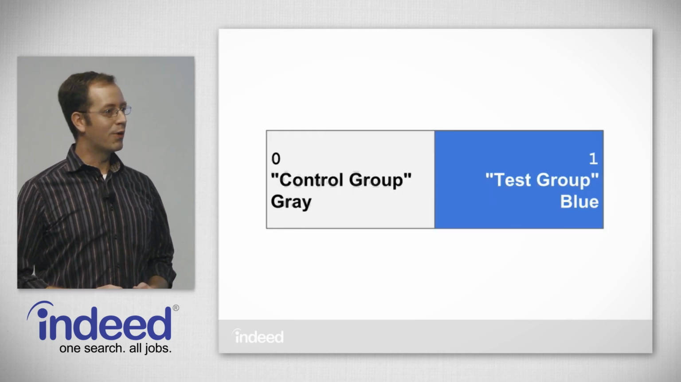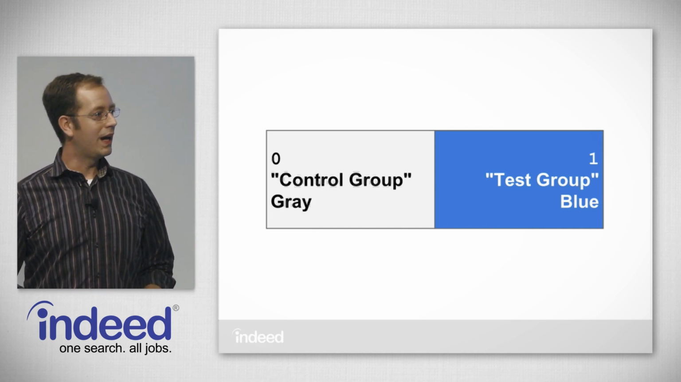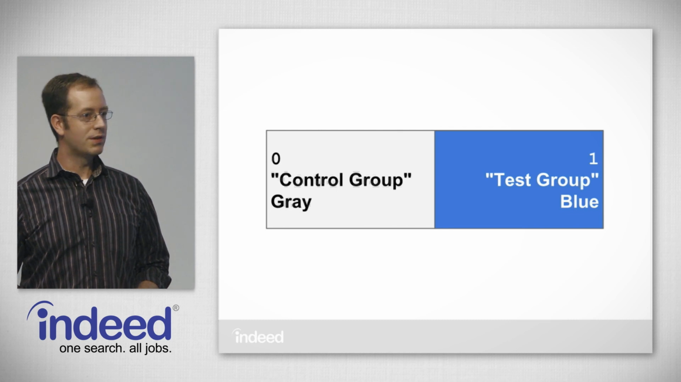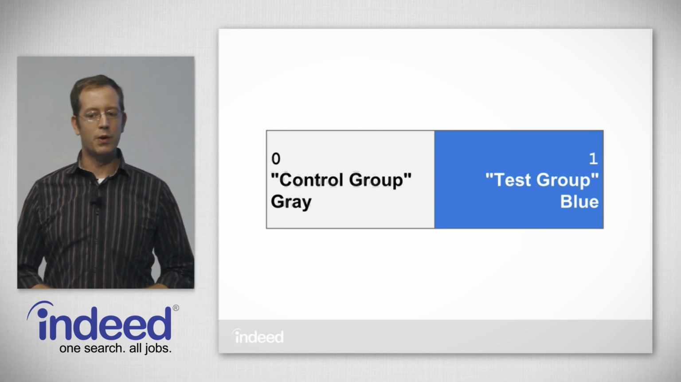This maps very straightforwardly onto our toy example. We use 0 by convention as the control group and increasing numbers for each of the test groups. Here we just have 1. Description, control group, test group, and names gray and blue. Then we get on to sizing the buckets.